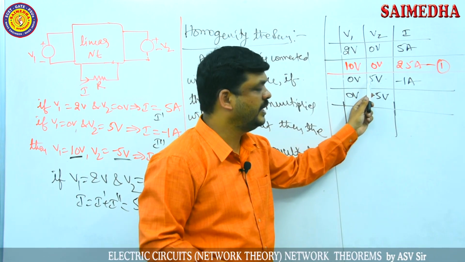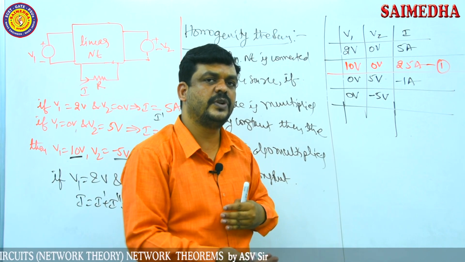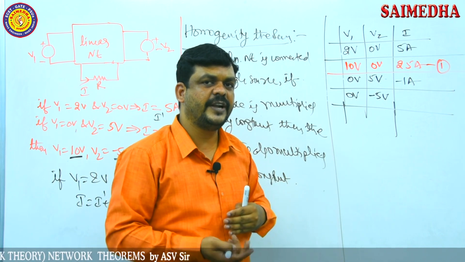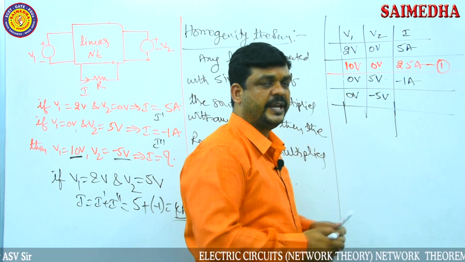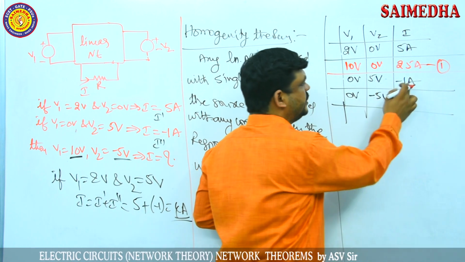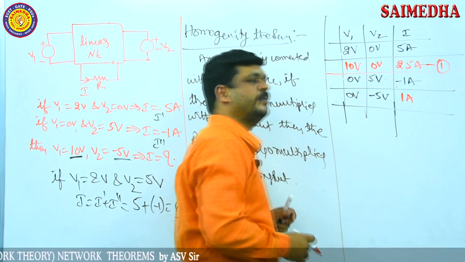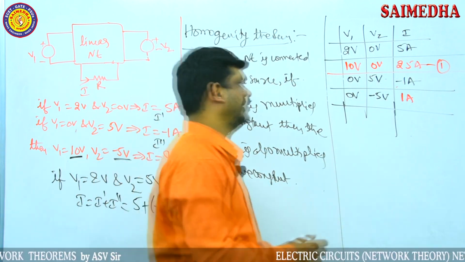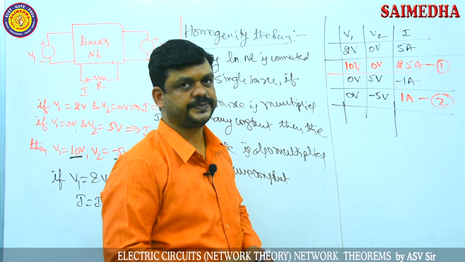If V2 is replaced from 5 volts with minus 5 volts, then the multiplication factor is minus 1. 5 into minus 1 is minus 5 volts. If any constant is multiplied with the source, the same constant is multiplied with the response. So minus 1 into minus 1 becomes 1 amp. This gives the second individual response.